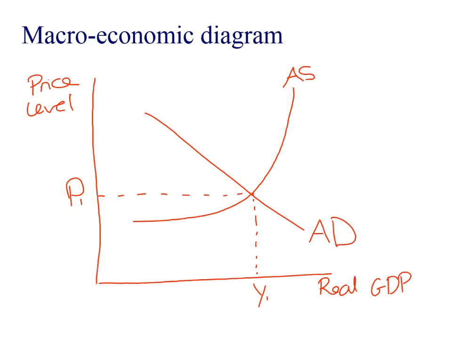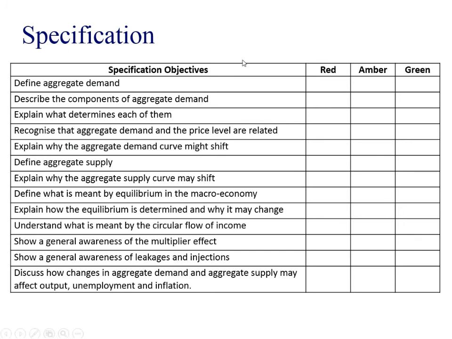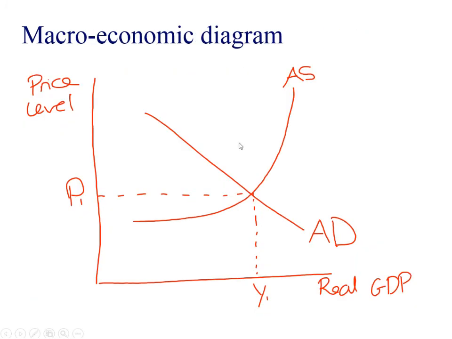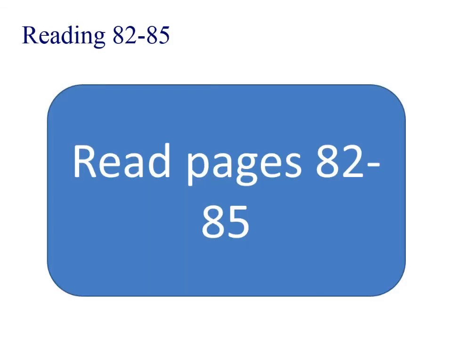Okay, and aggregate demand slopes downwards. In the specification it says recognise that aggregate demand and the price level are related. In the textbook there's a short section about why aggregate demand slopes downwards. They actually changed the specification after they brought out the textbook to just so you recognise that AD slopes downwards. But there are some reasons why it slopes downwards, so if you want to learn about those, have a look at the textbook or just look them up online.